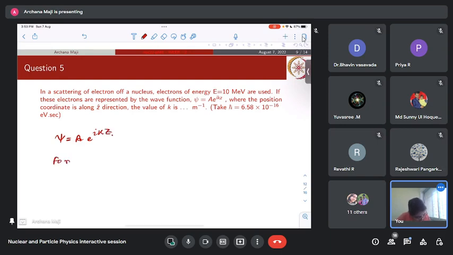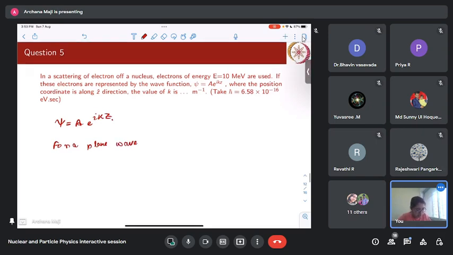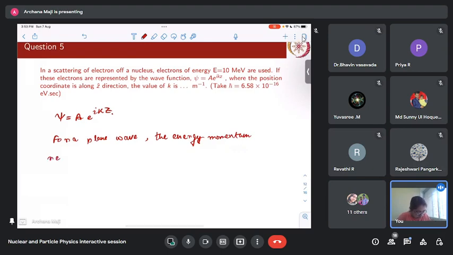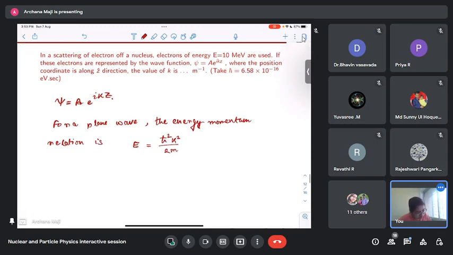the relation between energy and momentum, which is E equal to h cross square k square over twice m. Okay, so basically from there we need to find out k. The value of k will be square root of twice mE divided by h cross square.